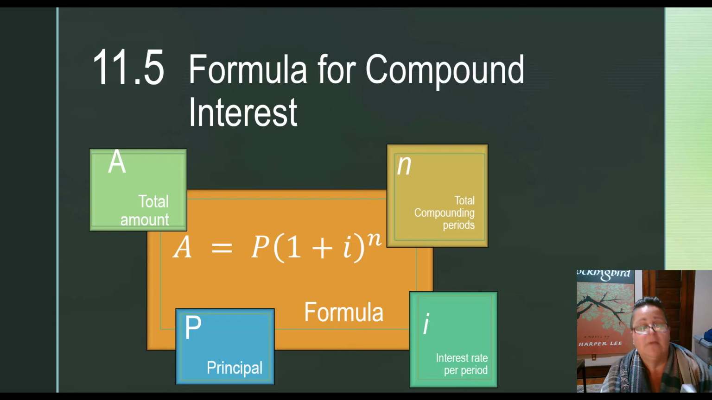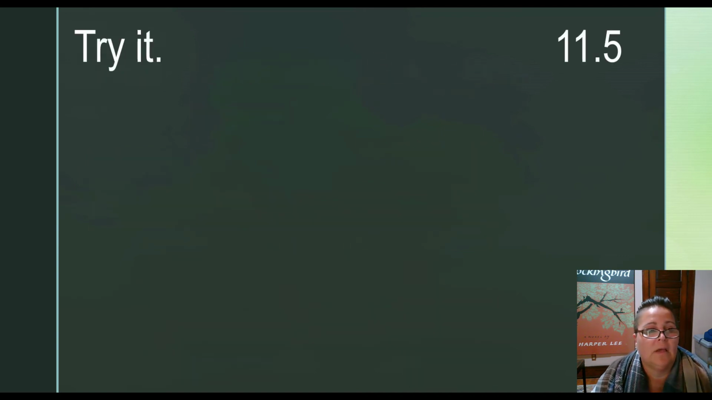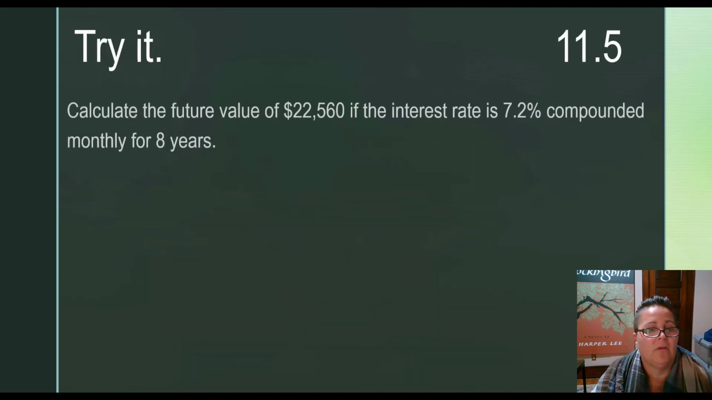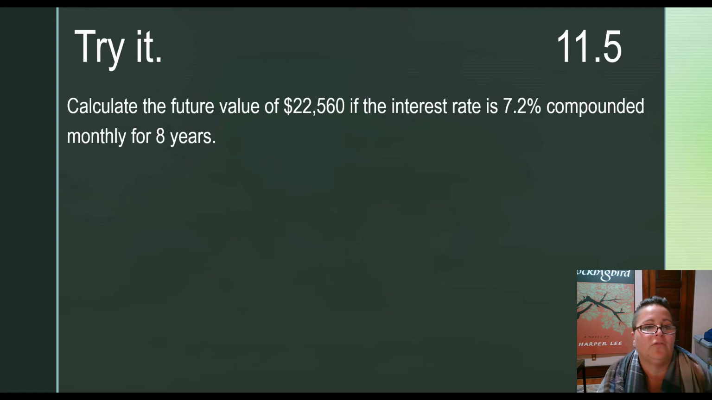I have my scientific calculator here. This is the one that I normally use. This is the one that I recommend for class. It's just a TI-34. Any calculator with a fraction key and an exponent key will work. All right, so let's take a look here. So here we have: calculate the future value of $22,560 if the interest rate is 7.2% compounded monthly for 8 years.